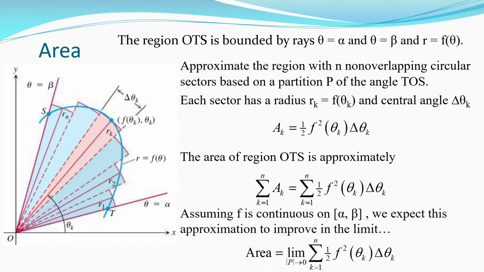Now, assuming that the function is continuous on the interval from alpha to beta, we expect this approximation to become better and better in the limit. So we'll say that the area is therefore the limit of this particular summation. You should recognize that as a limit of a Riemann sum.